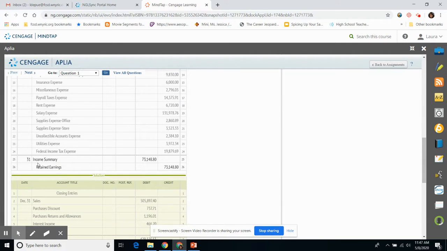31st is the date. We're debiting income summary because we had a net income for that amount of net income, and we are crediting retained earnings. So we're basically essentially dumping the income into retained earnings. If that had been a net loss, these two would have been opposite. We would have had to debit the retained earnings, credit income summary. But with net income, debit income summary, credit retained earnings. So that is your third transaction for closing entries.